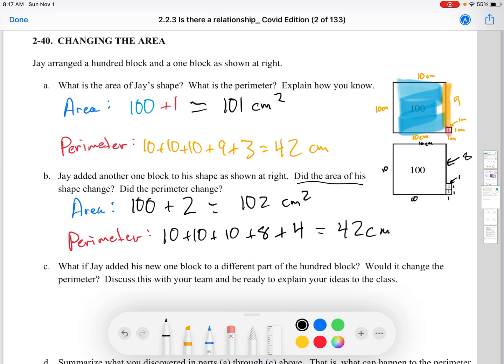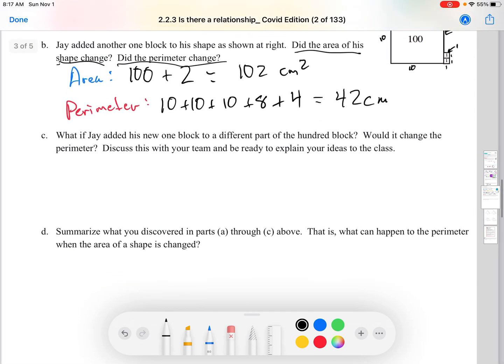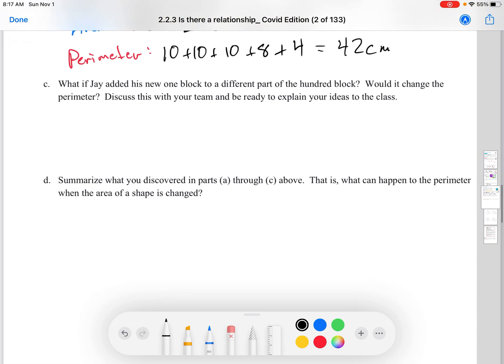Did the area of the shape change? Yes, it did. Did the perimeter change? No, it didn't. Interesting. What if Jay added his new 1 block to a different part of the 100 block? Would it change the perimeter? I'm going to have you do that. I'm going to let you try that.